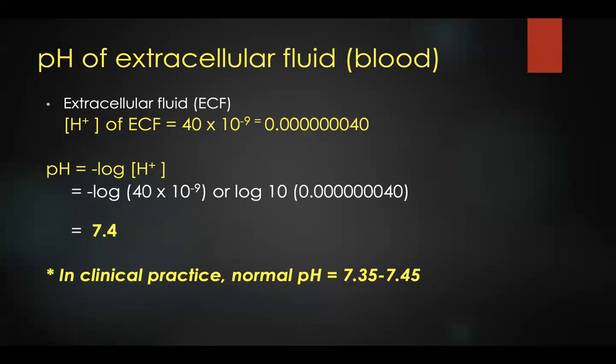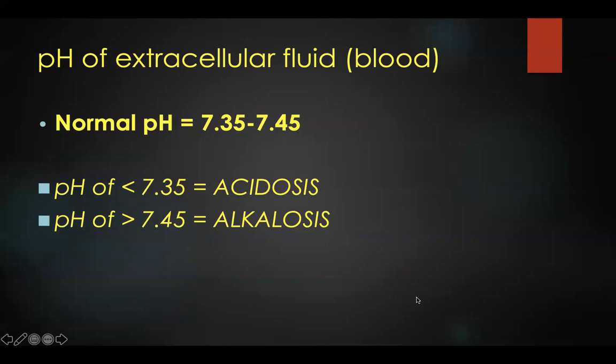Now, what is the pH of extracellular fluid? The pH of the extracellular fluid is around 7.4. And in clinical practice, the normal range of pH, please remember this, you need to memorize this by heart. The normal pH of the extracellular fluid, of which blood is also a part, is 7.35 to 7.45. Again, in clinical practice, the normal range of pH is 7.35 to 7.45. So that is the normal range of pH. We have 7.35 and 7.45.